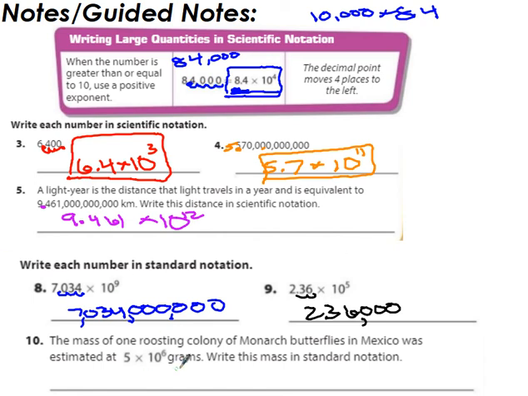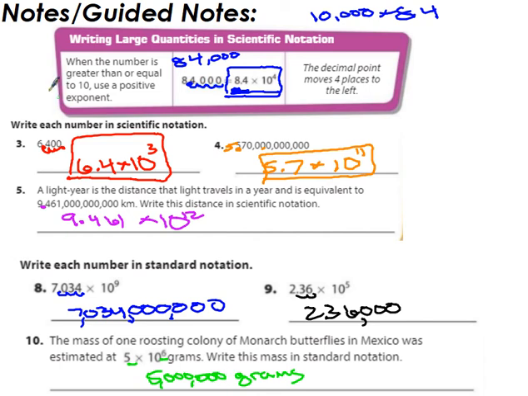All right. And the mass of one roosting colony of monarch butterflies in Mexico was estimated at 5 times 10 to the 6th power in grams. Write the mass in standard notation. There's no decimal point here, so I just got to move it over 6 times. So I'm adding 6 zeros. So 1, 2, 3, 4, 5, 6. That's just 5 million, I'm sorry, 5 million. I think I said billion. And that would be grams.